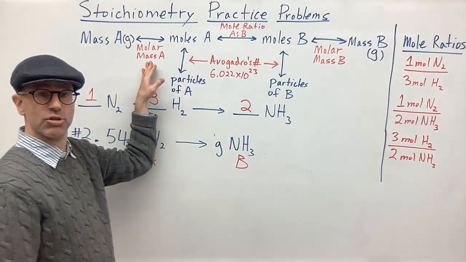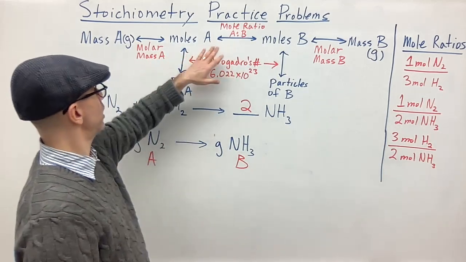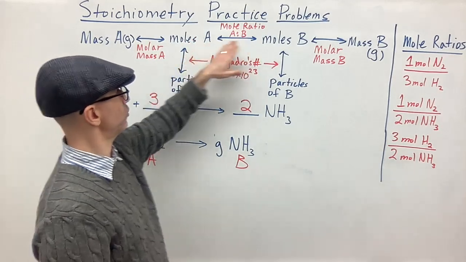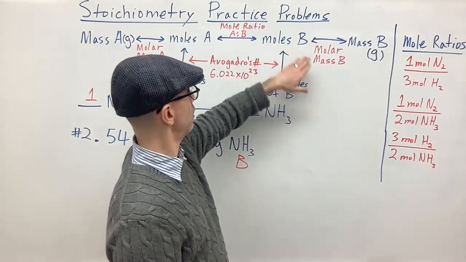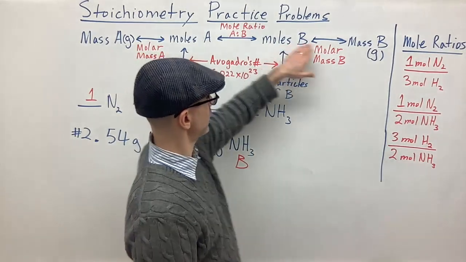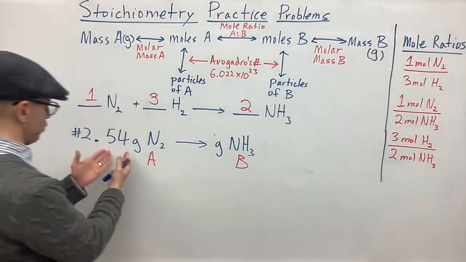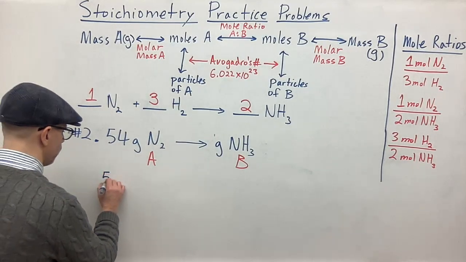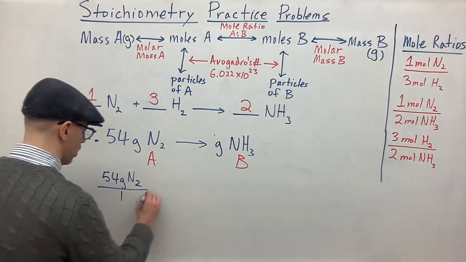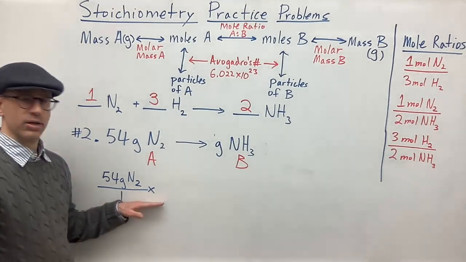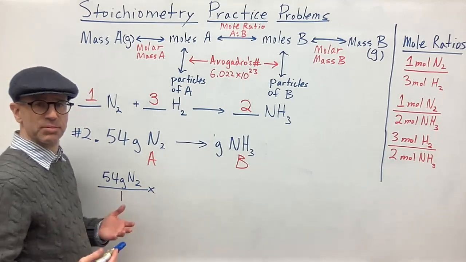Here, the first step is to use the molar mass of A to convert grams of A to moles of A. Then we're going to use the mole ratio to convert between moles of A to moles of B. And then our final step will be to use the molar mass of B to convert between moles of B and grams of B. So let's go ahead and do these steps. We're starting here with mass of A, so they're giving us mass of A. We're starting with 54 grams of N2 over 1. I'm not doing the line method. You can multiply by conversion factors without using the lines. It's up to you which one you want to use.